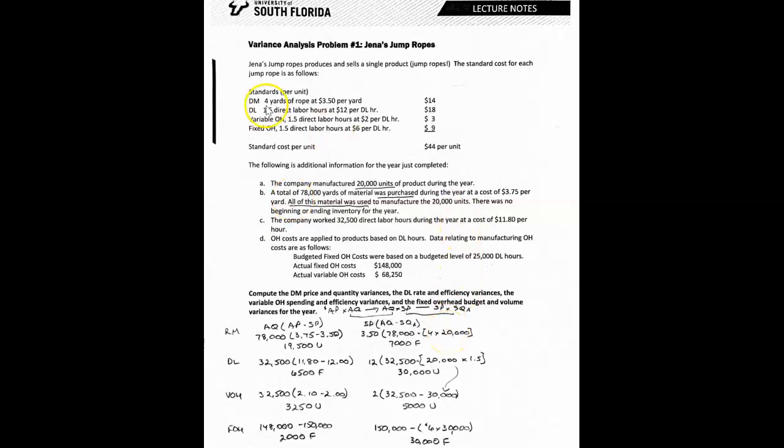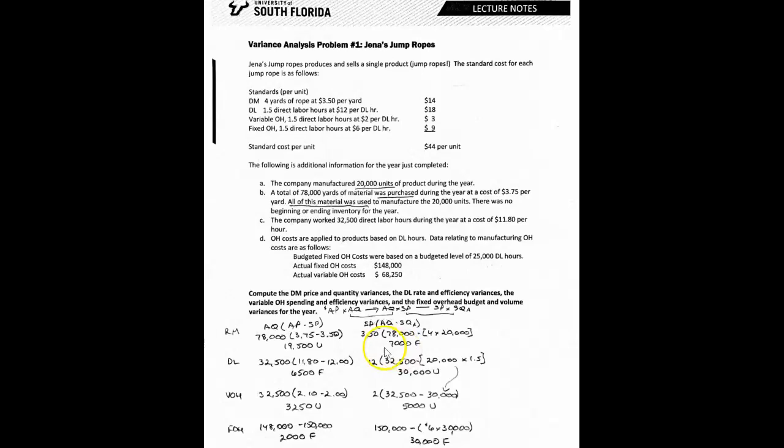My standard quantity would have been 4 yards at $350 per yard. Okay, and we've got 20,000 units. So these standards are per unit, 4 yards per unit. So 4 times 20,000 is 80,000. So 350 times 2,000 gives us $7,000 favorable.